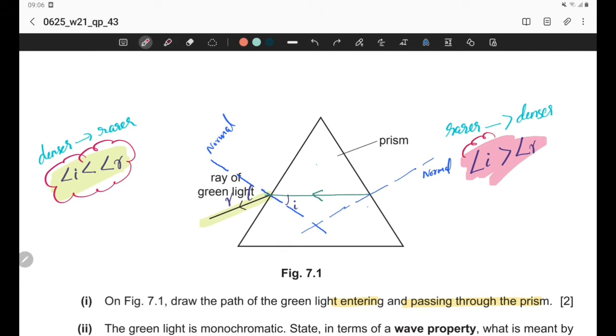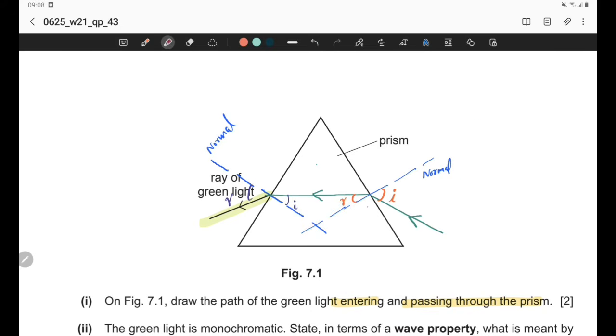Next we should draw a ray of incidence which satisfies this condition. So we can draw a ray something like this. Now we can see, in this case the angle of incidence, the angle between the incident ray and the normal, is greater than the angle of refraction, the angle between the refracted ray and the normal. So this is the green light which is entering and passing through the prism, and it's very important to put arrows to indicate the directions.